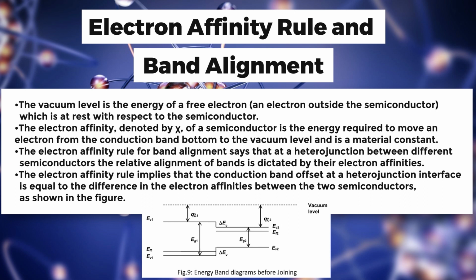Here we can see that both semiconductors are brought in contact with each other, and the first semiconductor has a different energy gap than the second. The electron affinity rule for band alignment says that in a heterojunction between different semiconductors, the relative alignment of the bands is dictated by their electron affinities. The rule implies that the conduction band offset at the heterojunction interface is equal to the difference in the electron affinities of the two semiconductors, as shown in the figure.